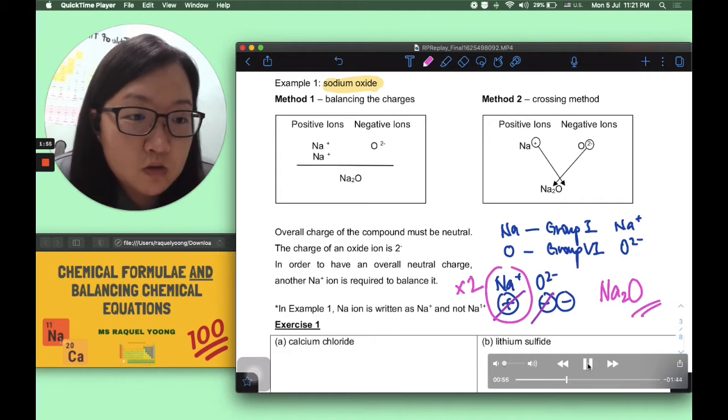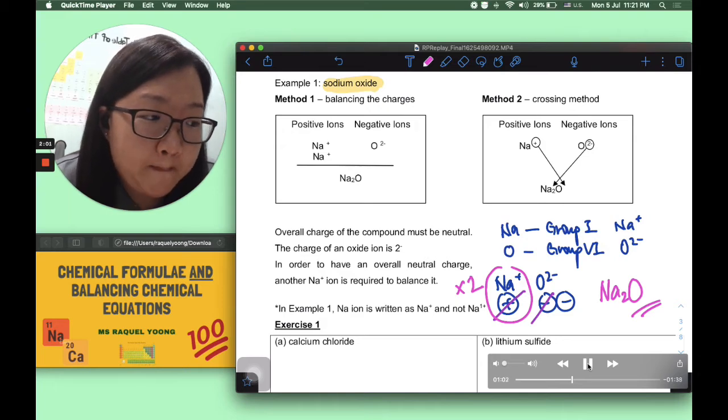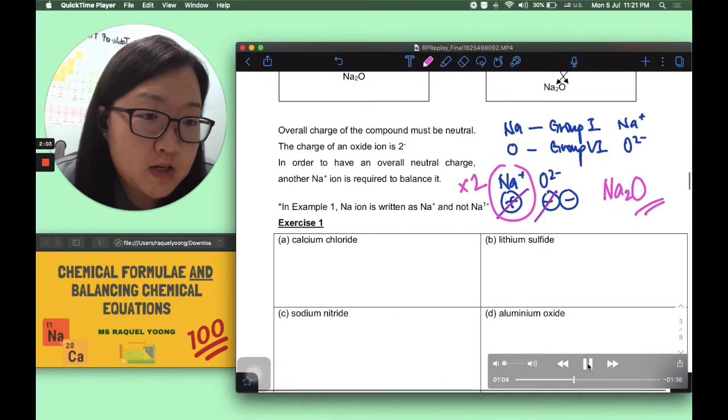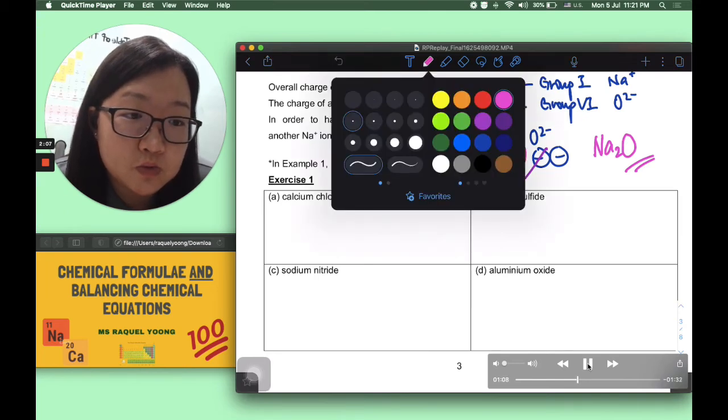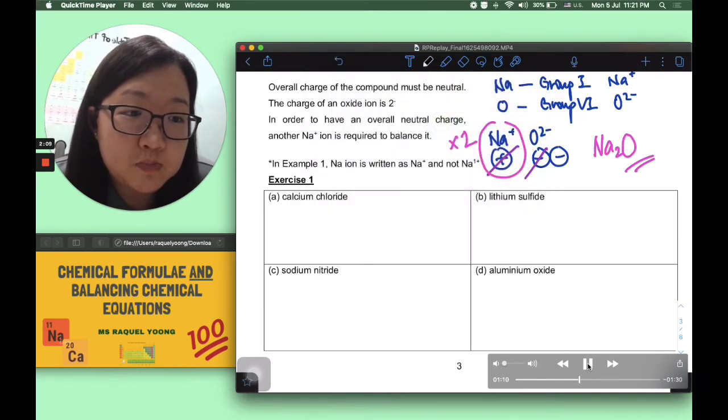Okay, so let's immediately apply this method to our questions in exercise 1. All right, so part A, we see calcium chloride. Calcium is in group 2, so it's Ca2+. Chloride is in group 7, so it's Cl-.